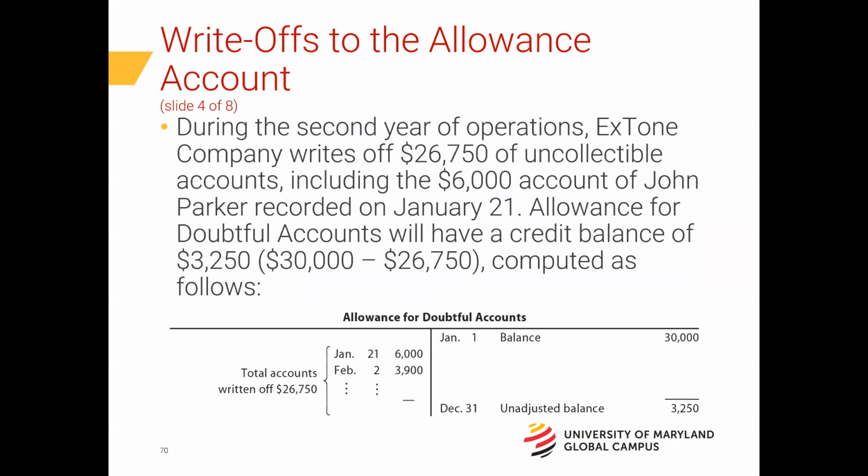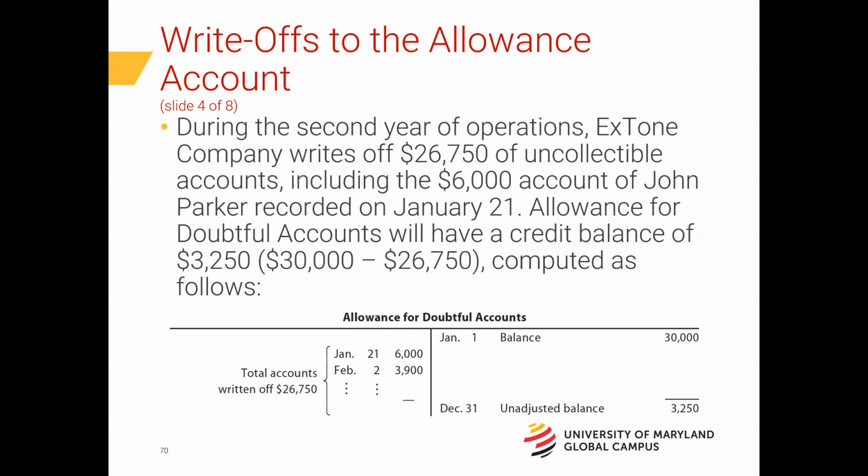Okay, during the second year of operations, I think there's more write-offs happening. During the second year, the company writes off $26,750. This includes the $6,000 from our customer from earlier, and a second customer, or another bill went lapsed for $3,900.